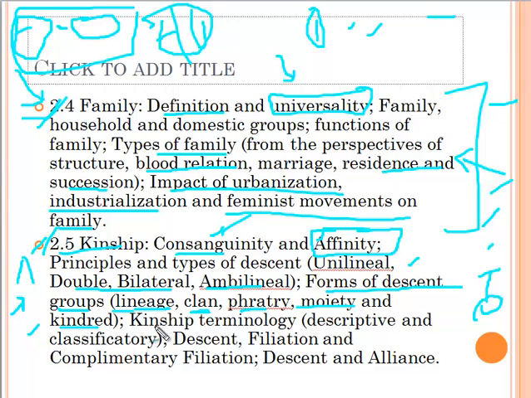Then kinship terminology, descriptive and classificatory. Descriptive terminology means that in the terminology itself we will be able to understand what the different relationships are. Let's say mamaji: in India you will understand what is mamaji or mausiji or amma, appa and all, nanaji. That is called descriptive.